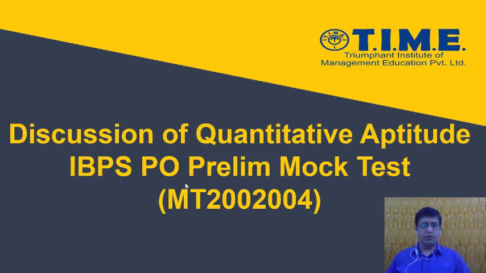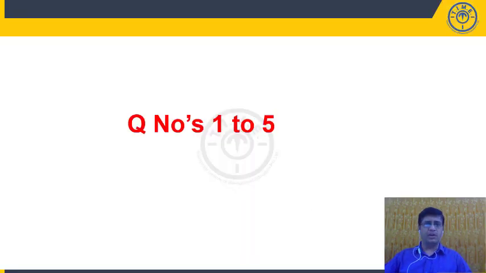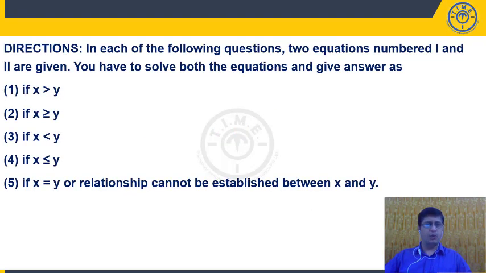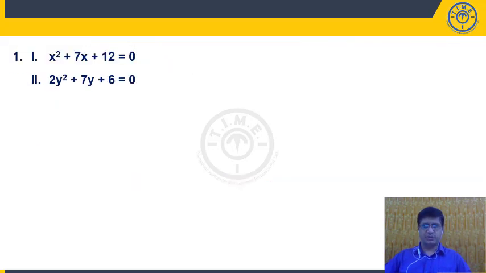Now in this session we will look at the questions given in the AIMT2002004. Now be ready with the handout, notebook and pen. Now look at the first 5 questions, question number 1 to 5, based on the directions here. Here quadratic equations are given, so we need to compare the roots of the given quadratic equations. These are the directions. Now look at the first question.